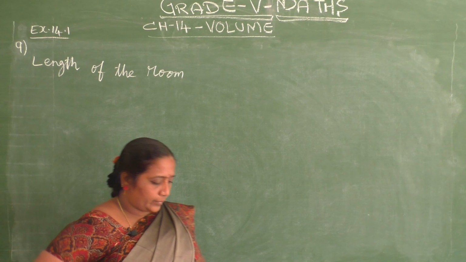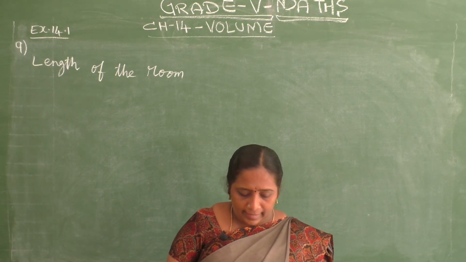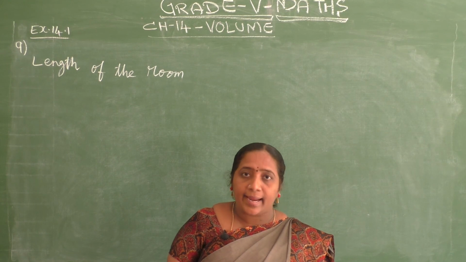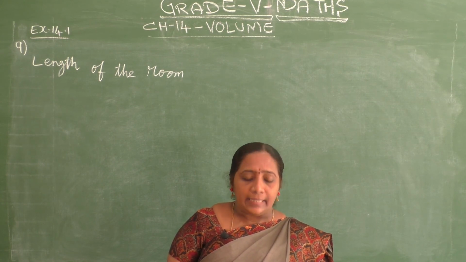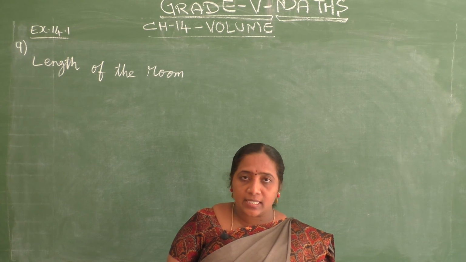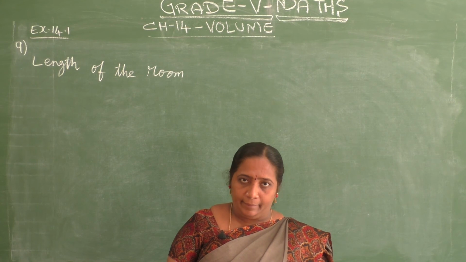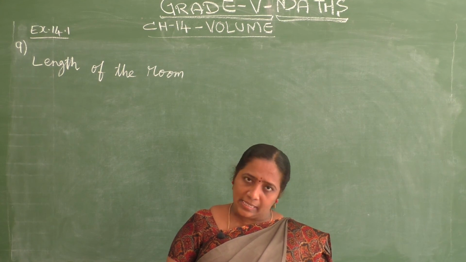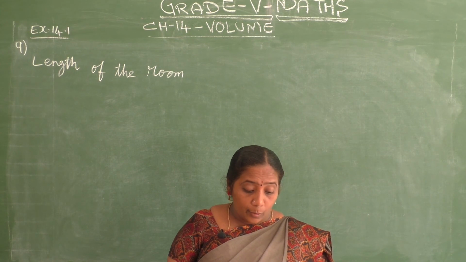Okay, ma. Next one, that 8th one no need to write. 8th sum. Then go to the 9th one. 9th sum. A room is 4 meter long, 3 meter broad and 3.5 meter high. High means it's a height, broad means breadth only. Find the volume of air in the room.